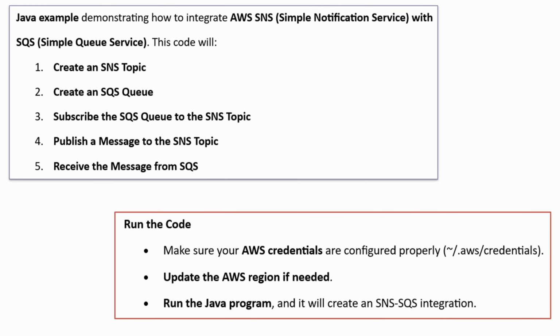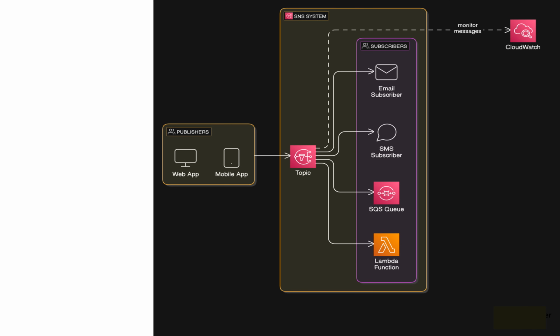In this video tutorial, I will explain the Java example which demonstrates how to integrate AWS SNS with SQS. Here you can see three participants: publisher, topic and subscribers. SQS queue is one of the subscribers, and we will write the Java program which will act as a publisher and which will send a message to the topic, and the SQS queue which is subscribed to the topic will receive the message. We will see how to do that.